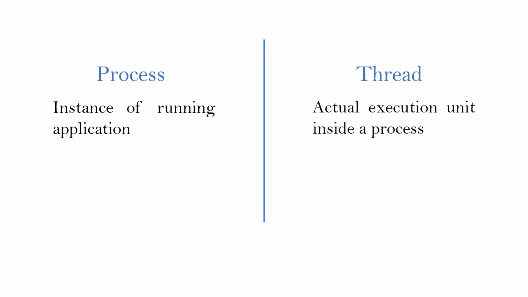To clearly understand the difference between the synchronous way of working and the asynchronous way of working, first we should understand the difference between a process and a thread. A process is an instance of a running application, whereas a thread is an actual execution unit inside a process. A process can have multiple threads.